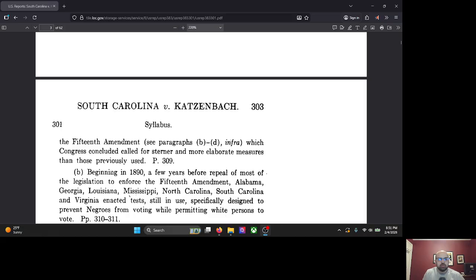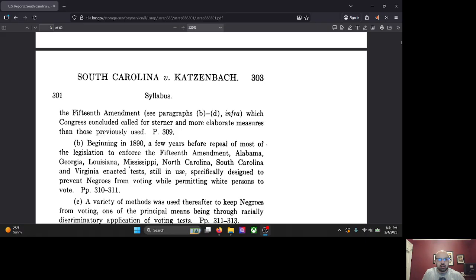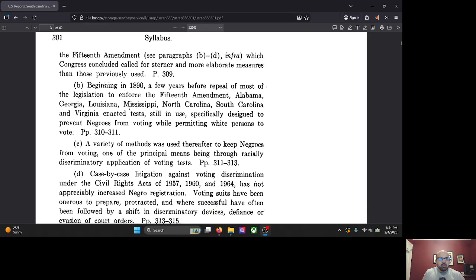See paragraphs B through D, which Congress concluded called for sterner and more elaborate measures than those previously used. Beginning in 1890, a few years before repeal of most of the legislation to enforce the 15th Amendment, Alabama, Georgia, Louisiana, Mississippi, North Carolina, South Carolina, and Virginia enacted tests still in use, specifically designed to prevent African Americans from voting while permitting white persons to vote.